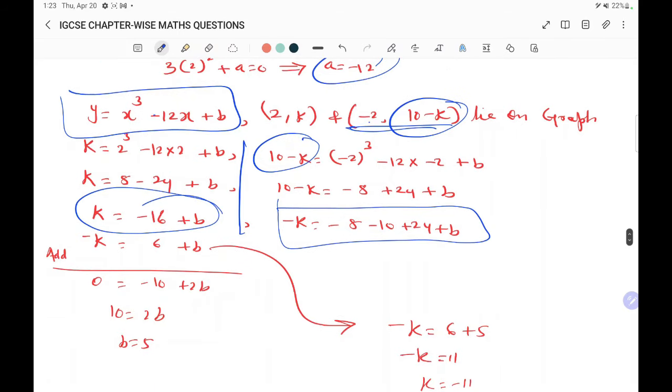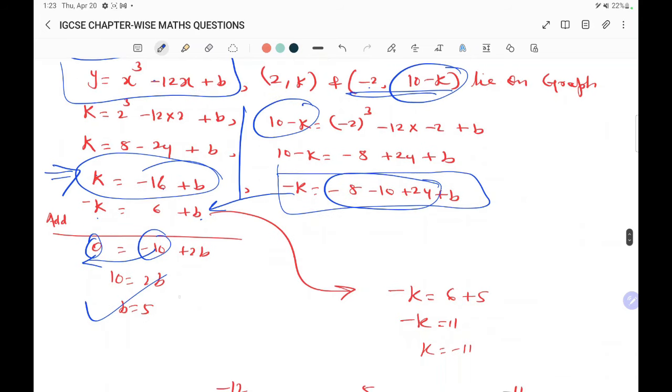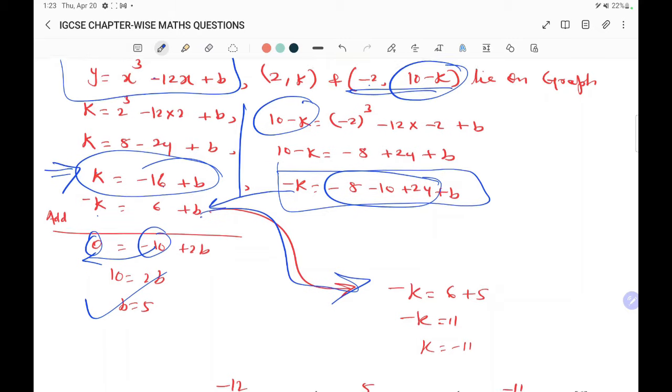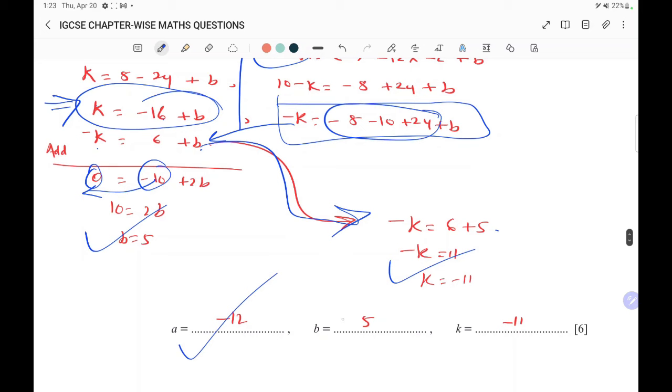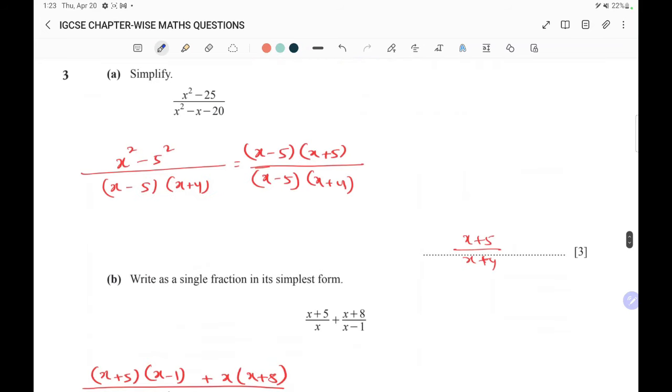Now we have one equation, k = minus 16 plus b. And another equation, minus k = 16 plus b, you can calculate that. Just add them: minus k plus k is 0, minus 16 plus 16 is 0... giving 10 = 2b after rearranging, so b equals 5. Put b = 5 in the second equation: minus k = 6 plus 5, that's 11, so k is minus 11. So a was minus 12, b is 5, k is minus 11.